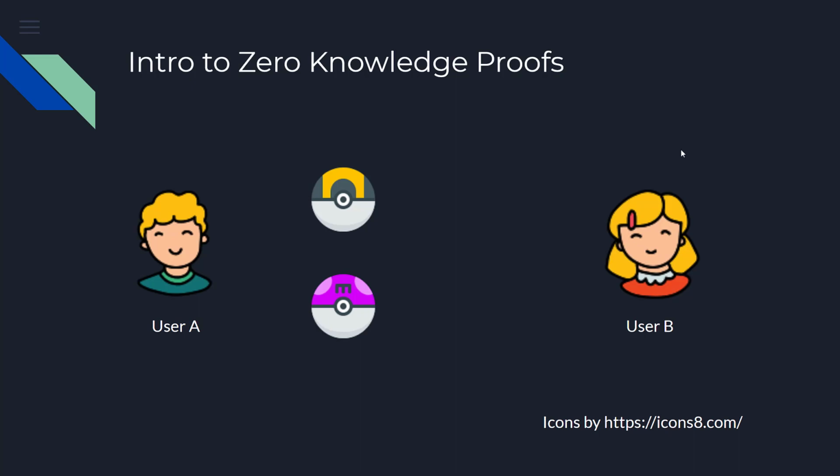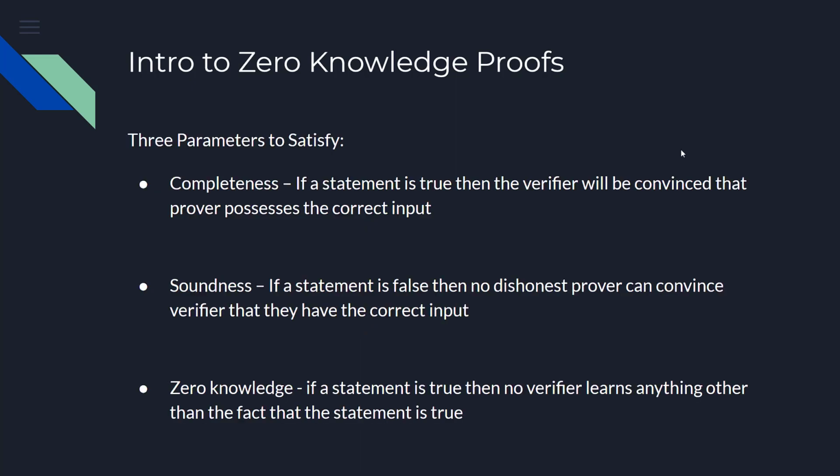Moving on to the next slide, there are three important, mandatory parameters for zero knowledge proofs to satisfy. The first is completeness, where if a statement is true, then the verifier will be convinced that the prover possesses the correct input. Second is soundness. Here, if a statement is false, then no dishonest prover can convince the verifier that they have the correct input. Thirdly, the zero knowledge parameter. If a statement is true, then the verifier learns nothing other than the fact that the statement is true, which we have just seen.